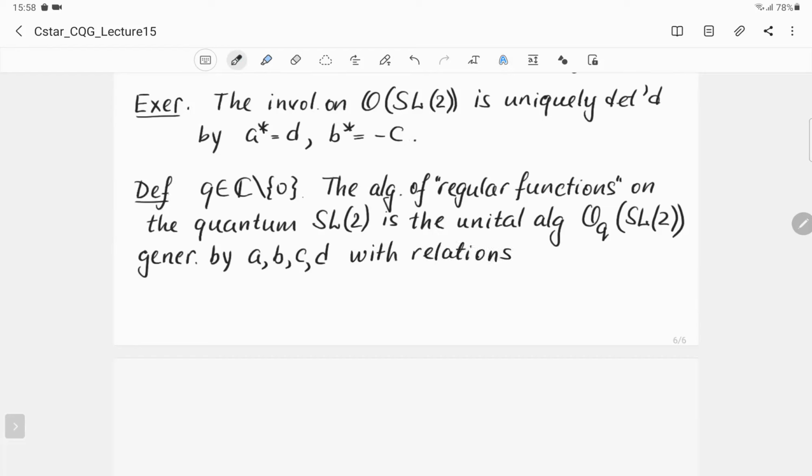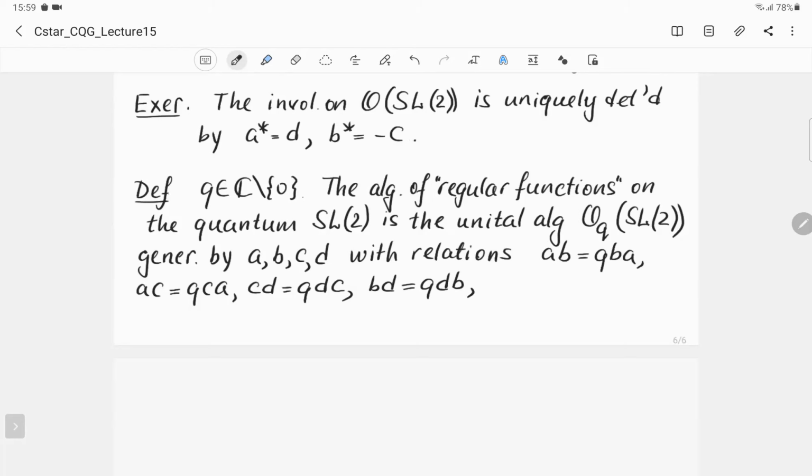A and B are Q commuting. AB equals QBA. AC equals QCA. AB, CD equals QDC. Similarly for B and D, BD equals QDB.